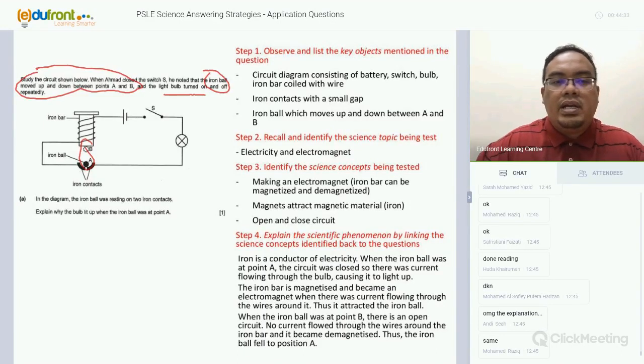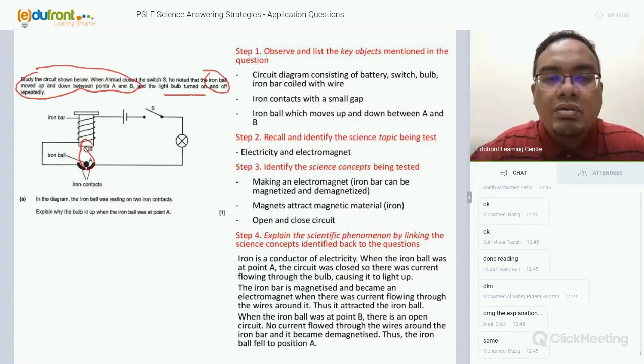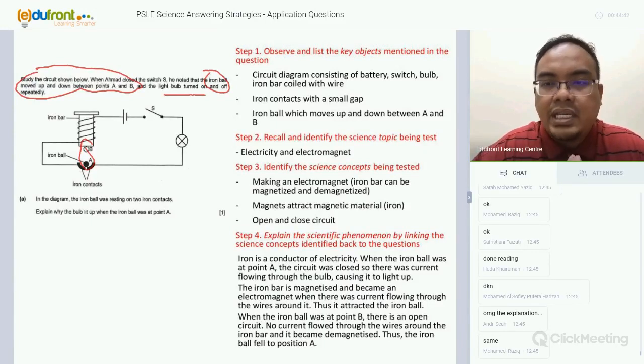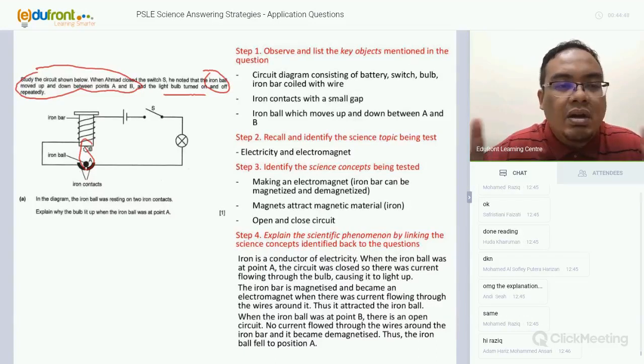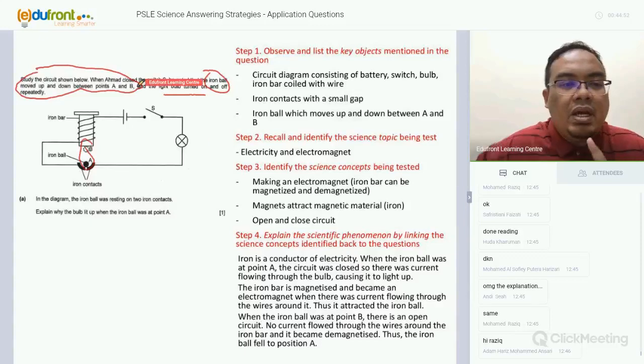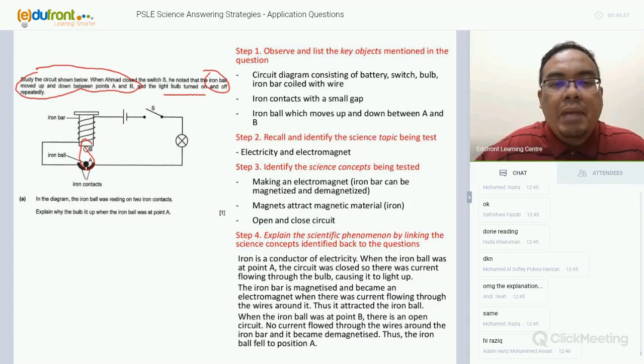Okay, so step number one. We are going to use the same thinking process. Step number one, identify at least the key objects mentioned in the question. Open your eyes and observe the question, all the items. Circuit diagram consisting of a battery. We have a switch. We have an iron bar coiled with a wire. So when you see an iron bar with a wire, confirm it is an electromagnet.